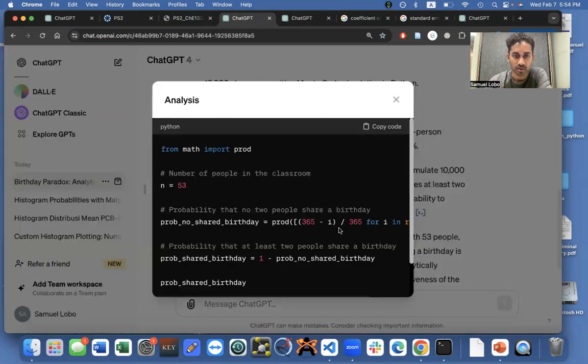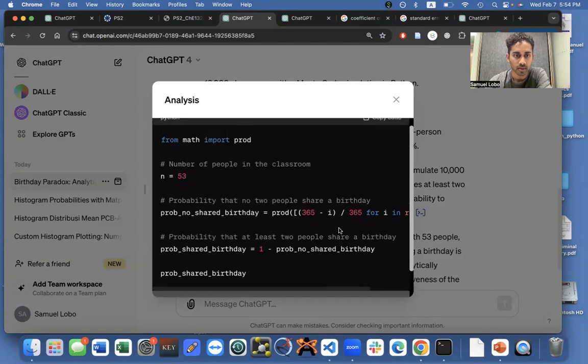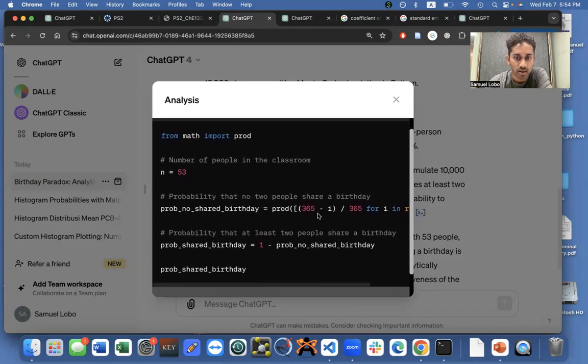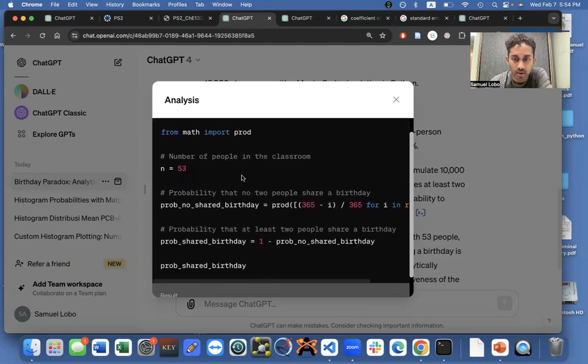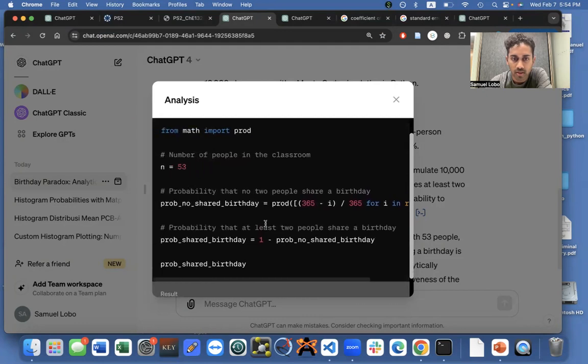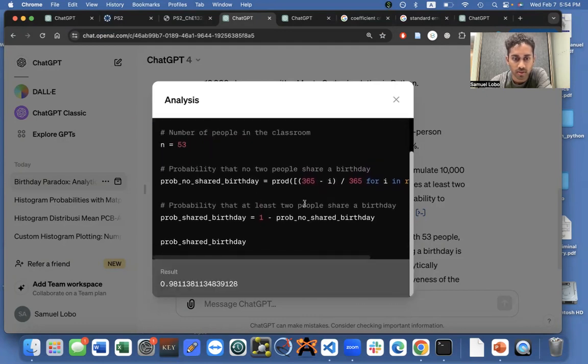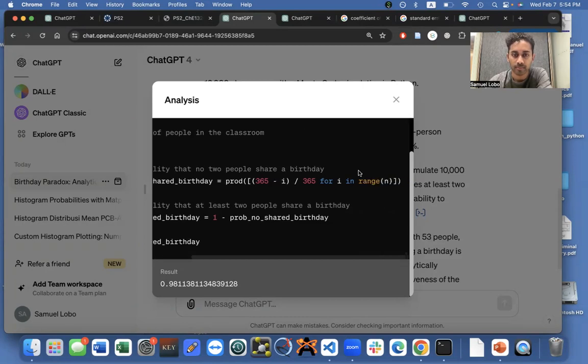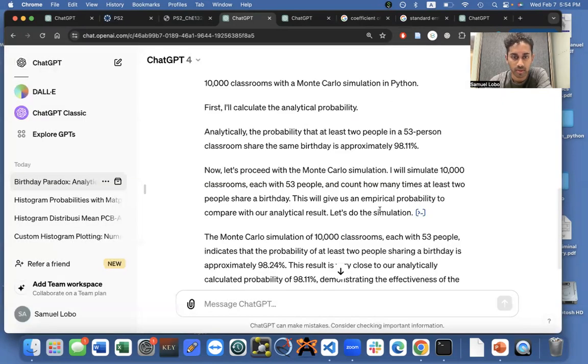So let's see how it did this. It says this is the analytical solution. There's a 98% chance that there is a shared birthday. So there's a very, very high chance that there is a shared birthday. Okay, so that's the analytical solution.